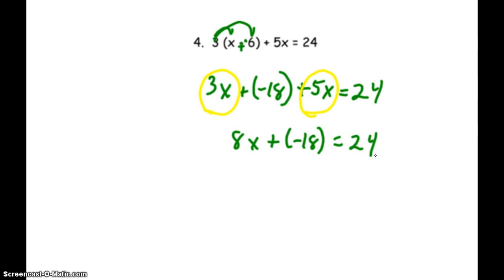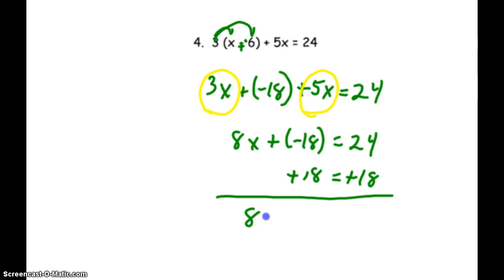Now, we're going to apply the order of operations in reverse. In order to get rid of this negative 18, we have to add 18 to both sides. Now, we're left with 8x all by itself over here, and 24 plus 18 is 42. Now we're going to divide by 8 on both sides. X is all by itself.